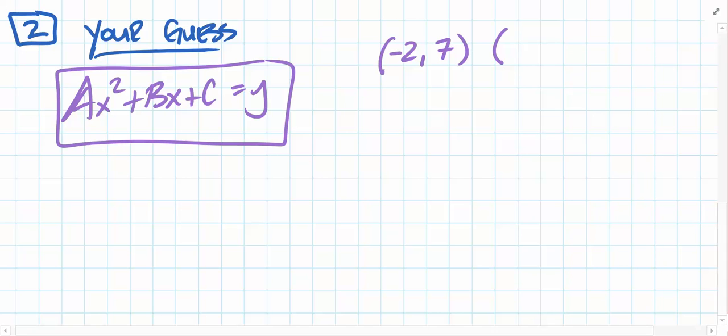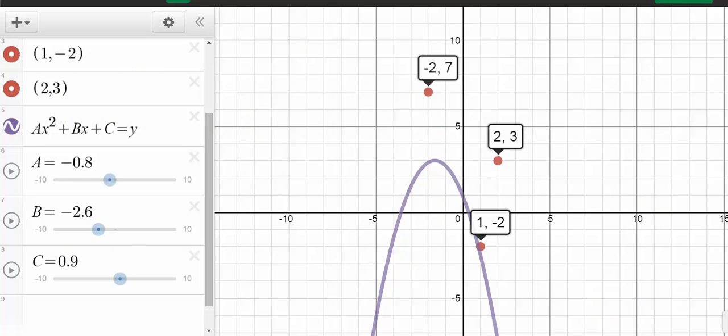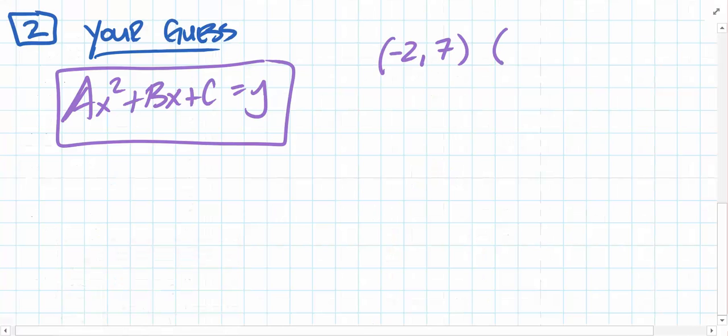No, we're going to solve it together. 1, -2, and then the other one was what? 2, and then 3. Okay, I gave you 3 points. And then I said through any 3 points, as long as they're non-collinear, there is exactly one quadratic. So let's talk about what your guesses were.